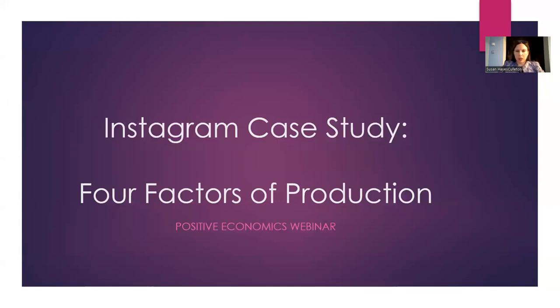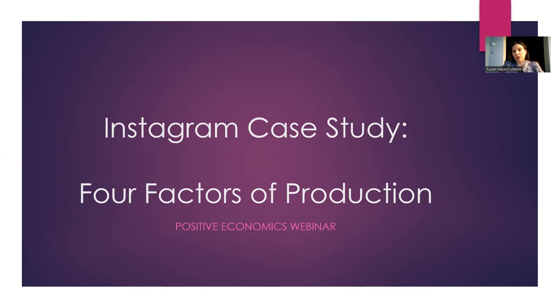Okay, so as you can see here, we're going to focus on the four factors of production. The chapters in particular that I'm going to refer to are chapter 4, on the market economy, where we introduce the concept of the factors of production, but in particular, chapter 6, which focuses on costs. And you'll see various different screenshots that I've taken from the book. But if you're following along, that's where I'm going to be coming from.